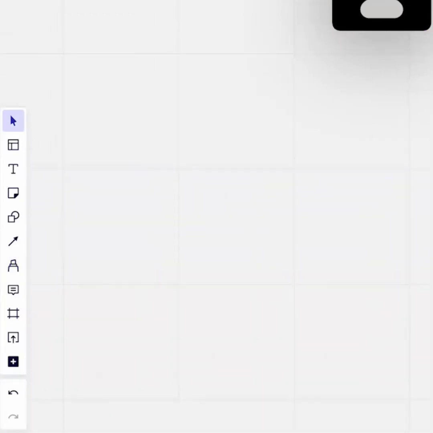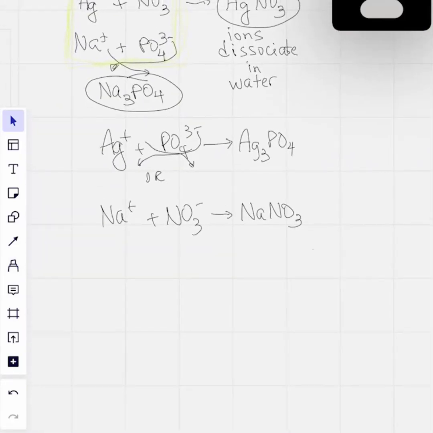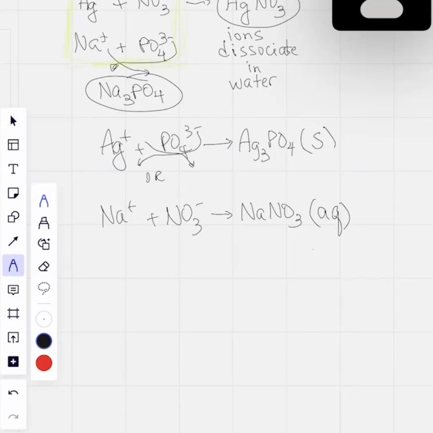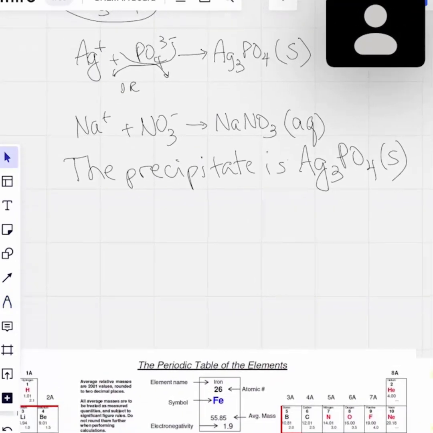we can go back to our two candidates up here at the top. And we can see now that our sodium nitrate will remain in solution, but our silver phosphate will be solid. So the answer to question number 1 is that the precipitate is Ag3PO4. In other words, silver phosphate.